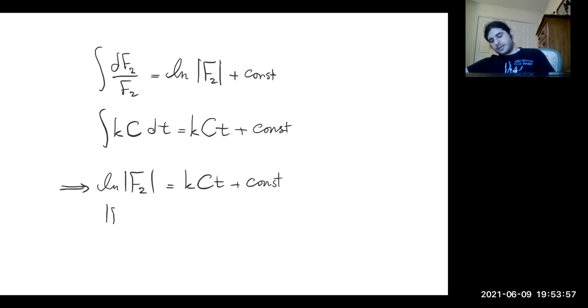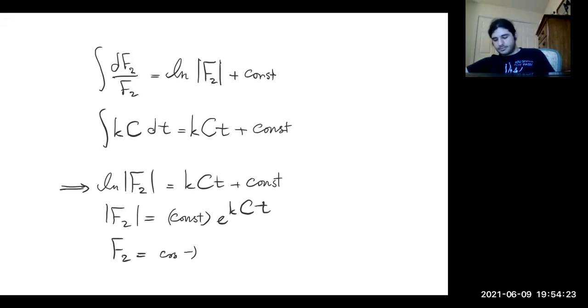It means the absolute value of f2 is a constant times e to the kct. We can drop the absolute value. There would be just some plus minus, which I would absorb into the constant. So it would be a constant times e to the kct. Let's show that constant with, say, a.